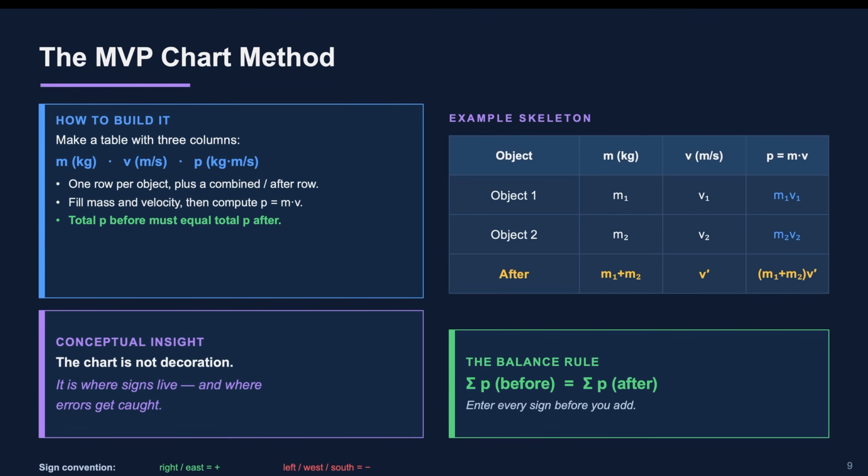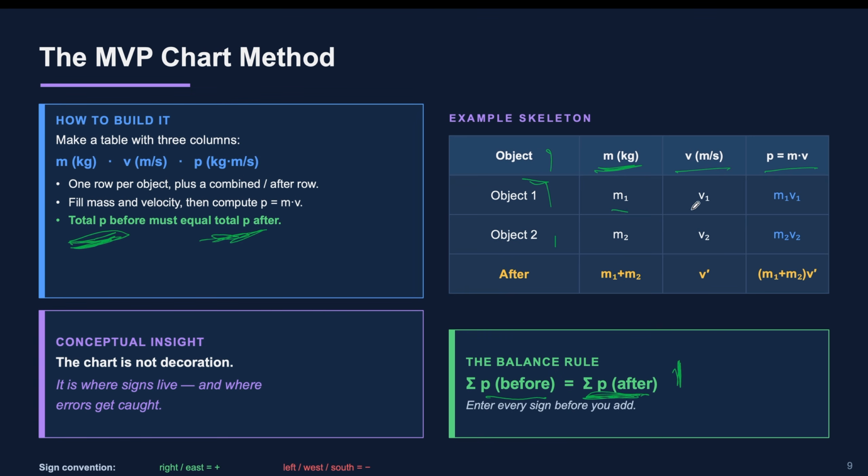The key rule here is that momentum before is equal to momentum after, conservation of momentum, right? And then we make a table out of that. We have object 1, object 2. This is a table for objects. This is for mass, this is for velocity, and this is for momentum, P. So total P before must equal total P after, okay? And that's where this comes from.